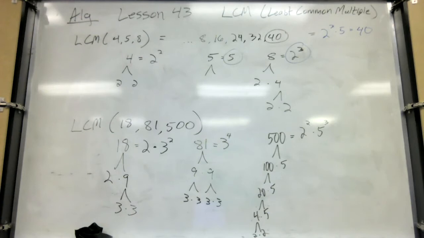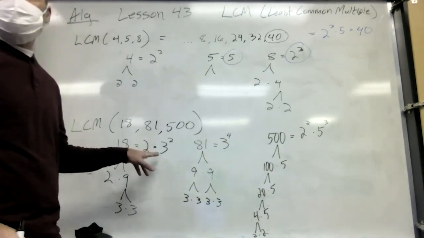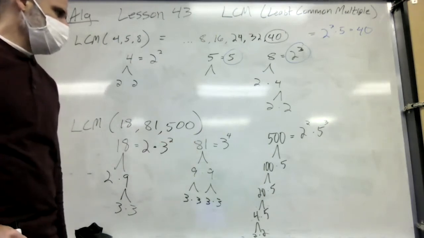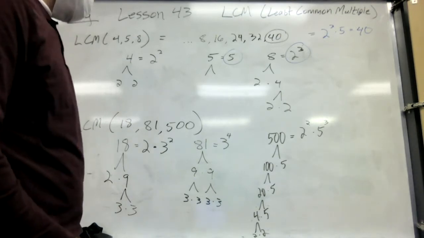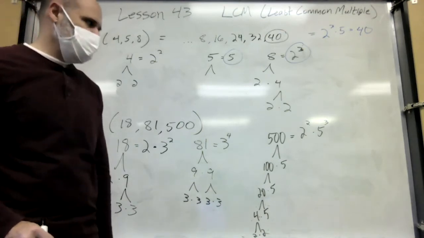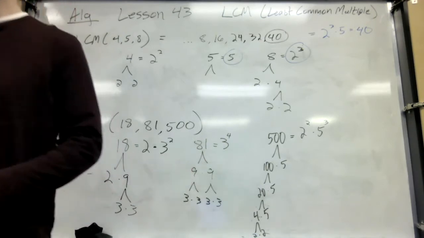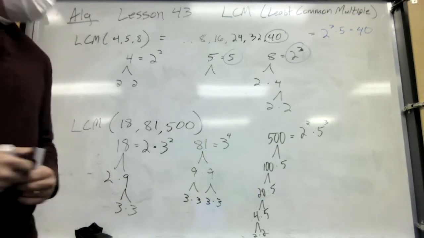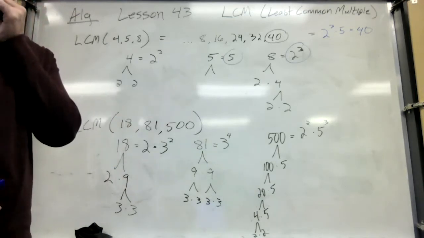Is that what you got for factor trees? 18 is 2 times 3 times 3, or 2 times 3 squared. 81 is 3 to the 4th. 500 is 2 squared times 5 cubed. Is that what you guys got for factor trees? Okay, so now what do we do? Well, we could multiply it all together, and that'll give us a common multiple, but not the least common multiple.